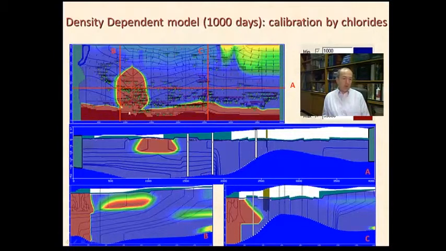And you can see the effect of these losses from the canal both along transects B and A. So we have part of the aquifer which is very affected by saline water, seawater, not coming from the sea but from the canal.